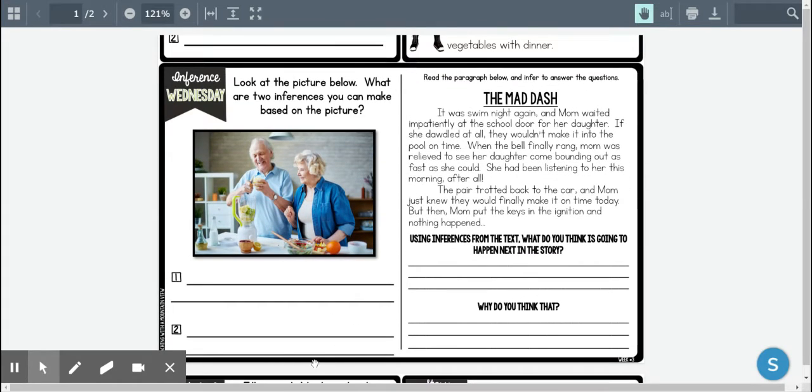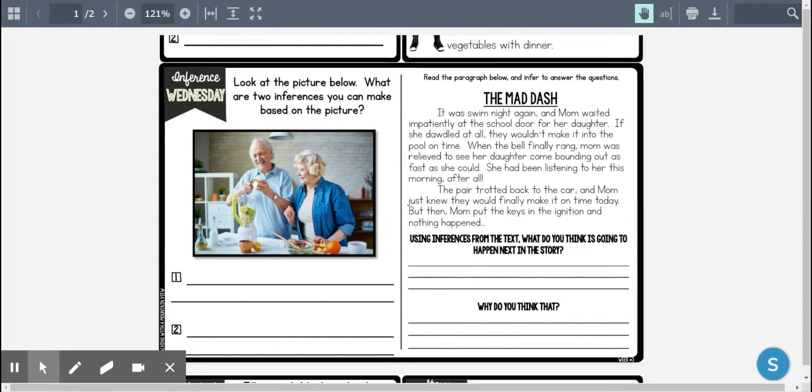Just like usual, we have inferencing for Wednesday. Again, I want to remind you that inferences are not observations. So you should not put on the lines here, there's a man and a woman. You could say what you think based on what you see. You could say what they're doing. That's an inference. So it's something that's not a direct observation. It's something that you can come up with based on what you see.